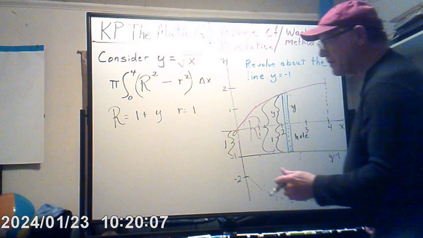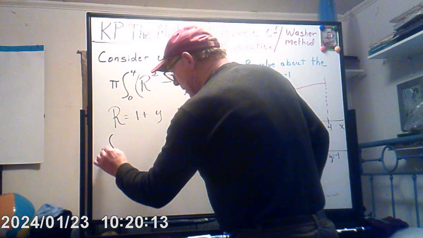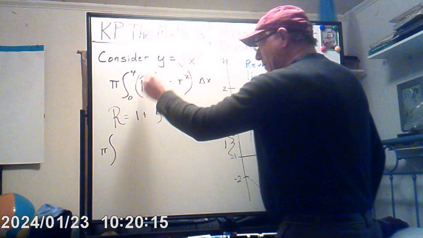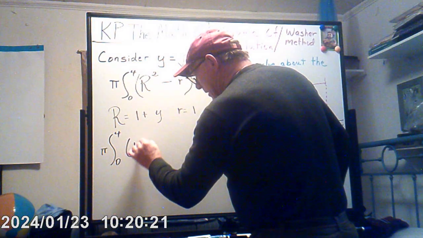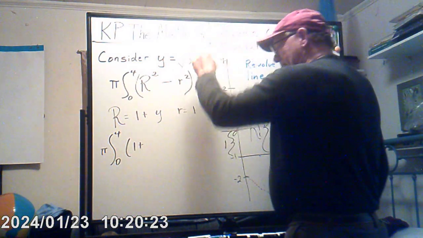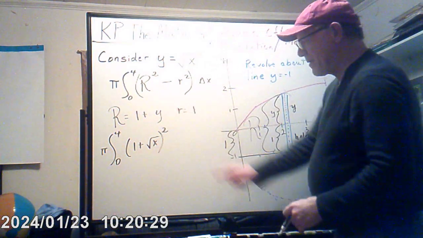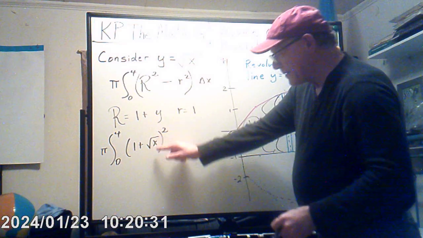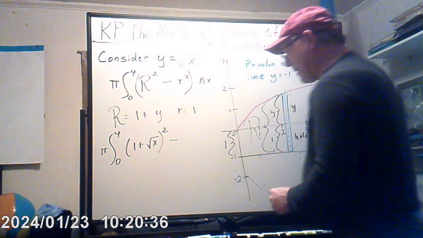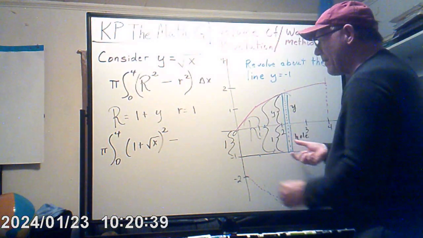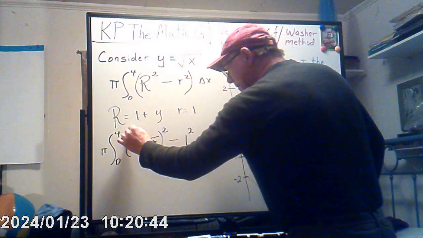So here's what we're going to do. We're going to integrate pi, now capital R, from 0 to 4, of 1 plus y, but y is the square root of x, and we're squaring that. Keep in mind that you have to change that y to the square root of x. Now we're going to take away that little radius, which is 1, and we're going to square that.